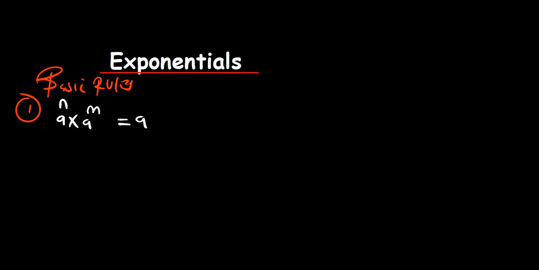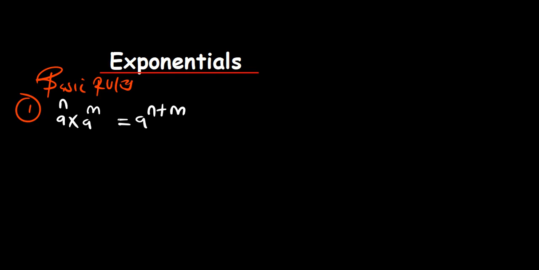So what are we talking about? Let's talk about some of the basic rules of these indices. Number 1, the product rule. If I've got a multiplied by a, and let's say this one has got the power of n, this one has got the power of m, because the bases are the same, I'm just going to get the base, and I'm going to add the powers. So I'm going to have a to the power n plus m. That will be my answer.